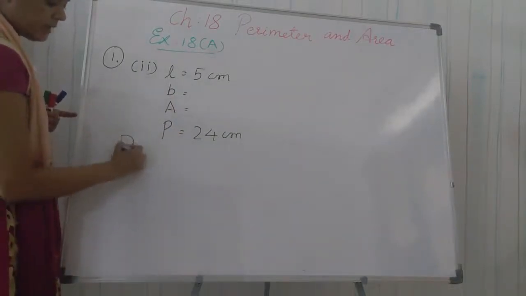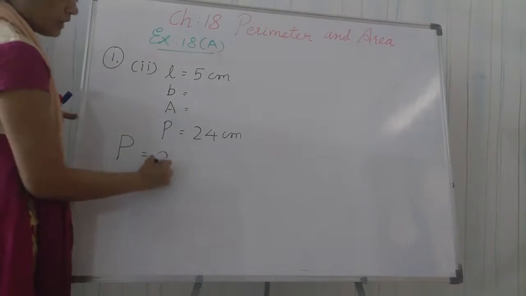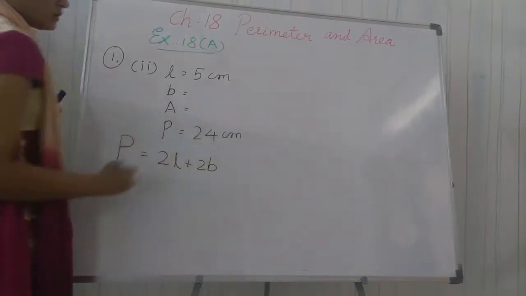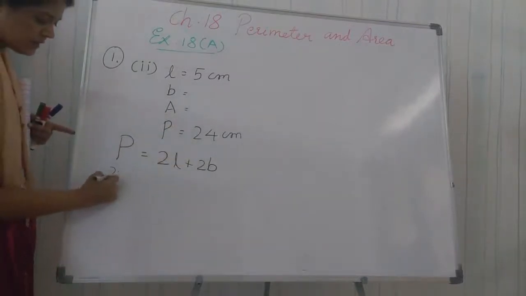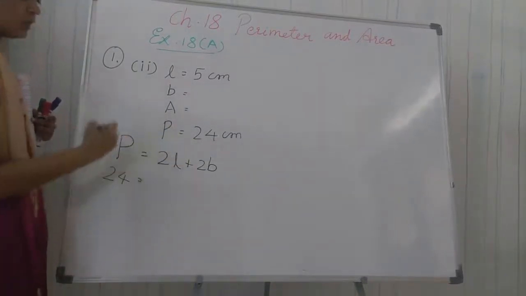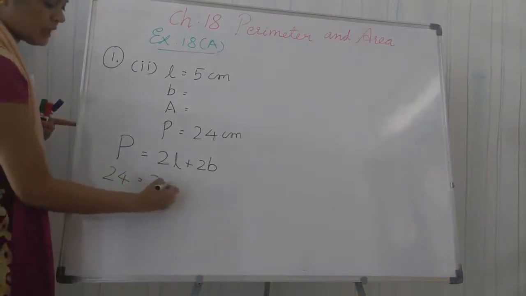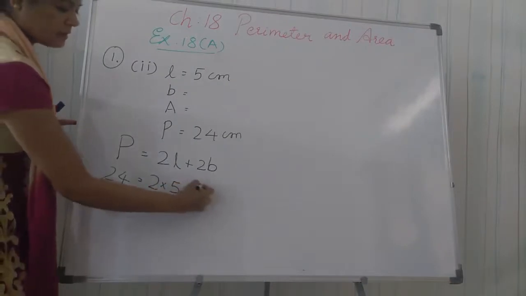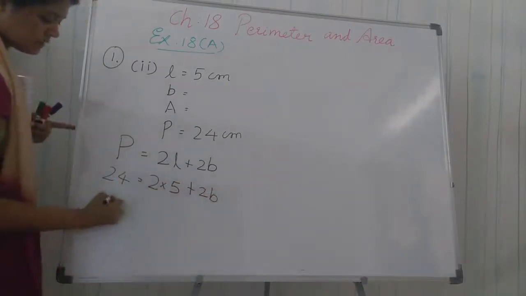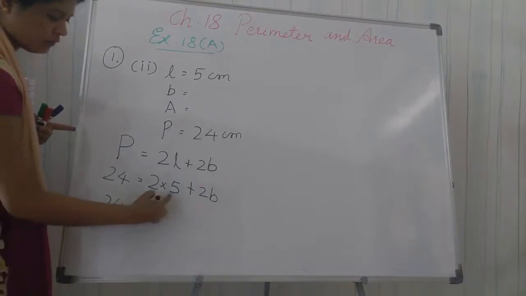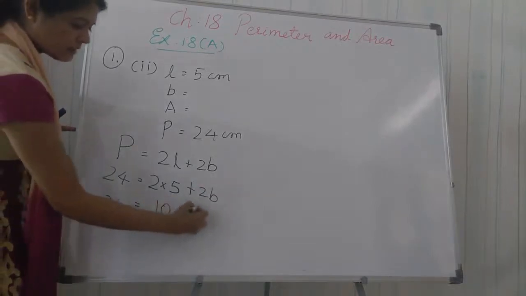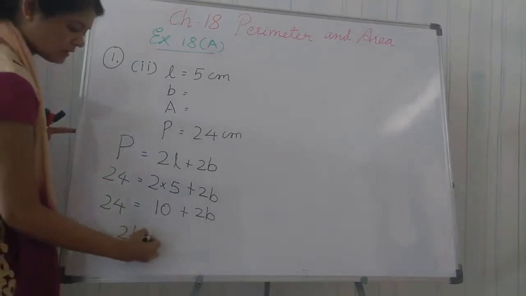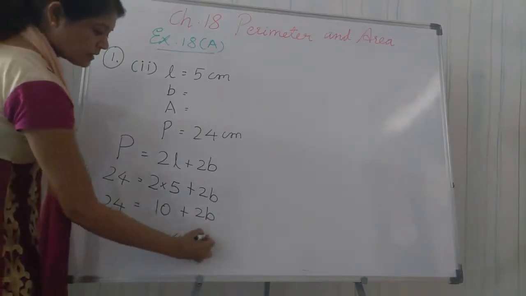For that we need the perimeter of a rectangle formula, which is 2L plus 2B. So here the perimeter value is 24, equal to 2 multiplied by length. Length is 5 centimeters, plus 2B. So this is 24 equals 5 twos are 10 plus 2B. So here we get 2B is equal to 24 minus 10.